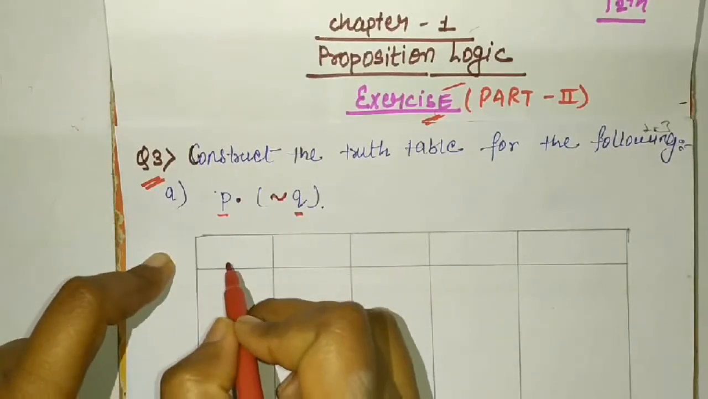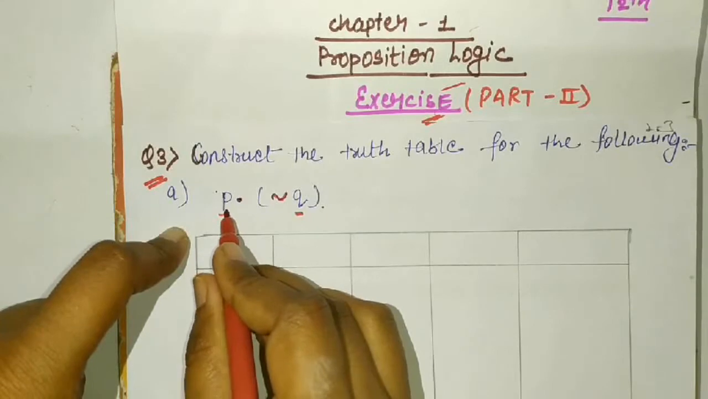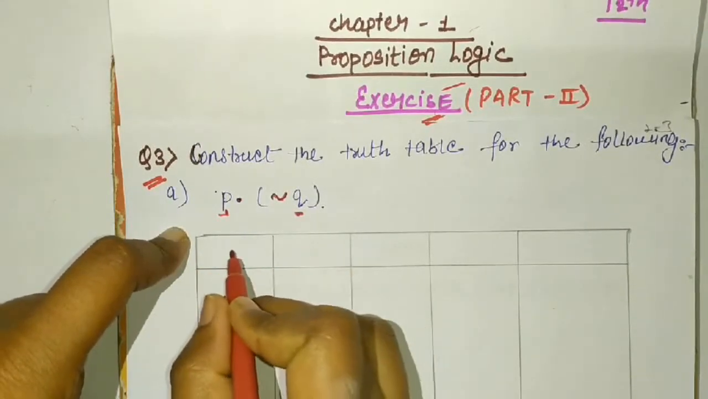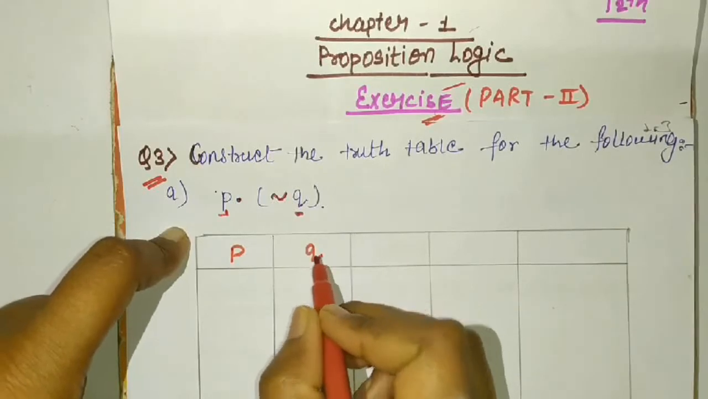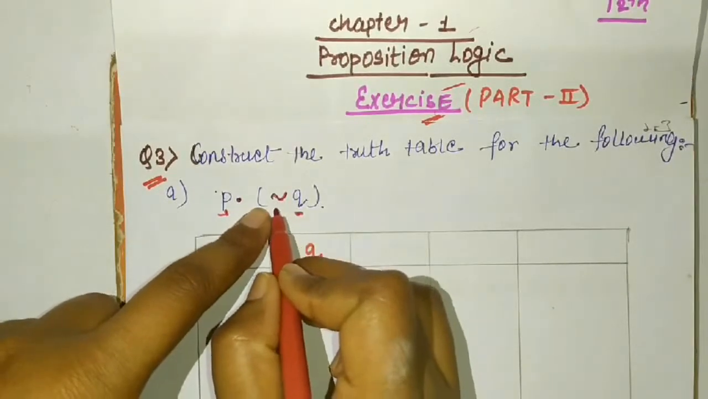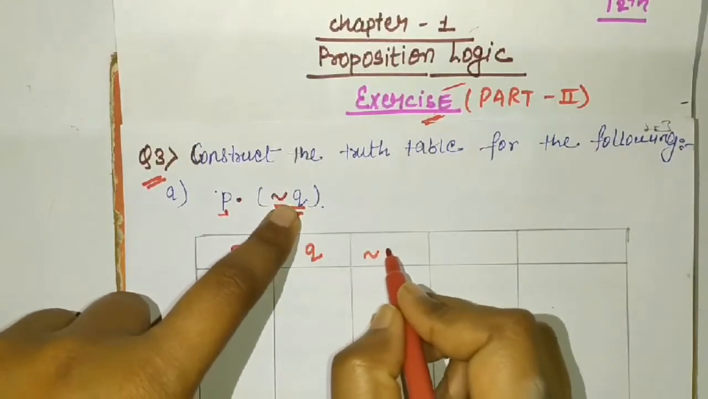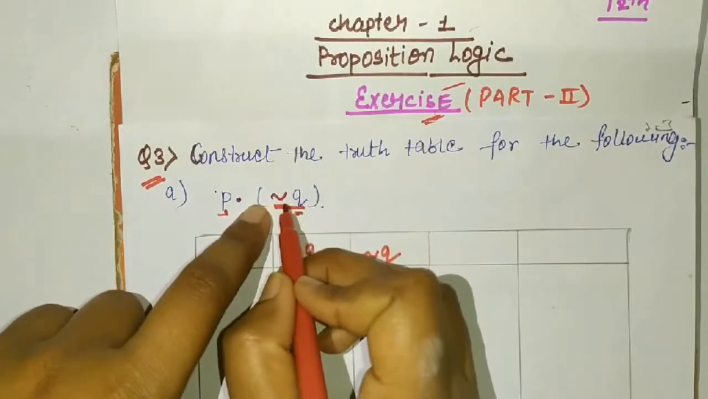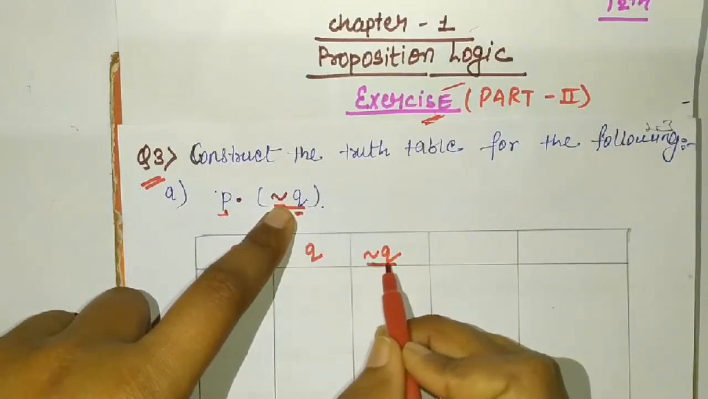So firstly, in this truth table we have to write the variables. Here there are two variables. The first one is P and the second one is Q. So here we write P, then next we write Q, then the value of not Q. So we have to find the negation of Q.